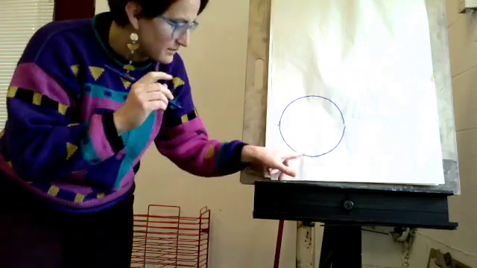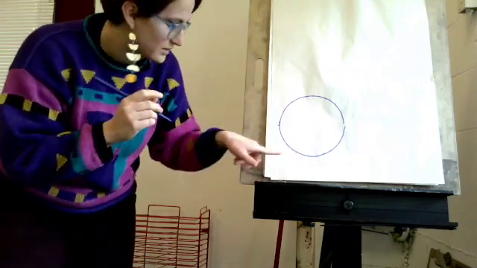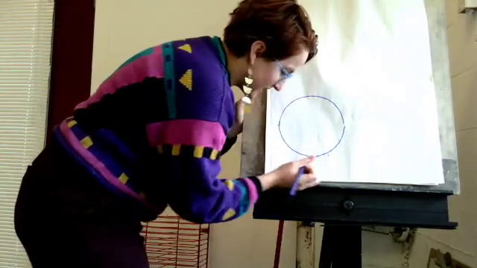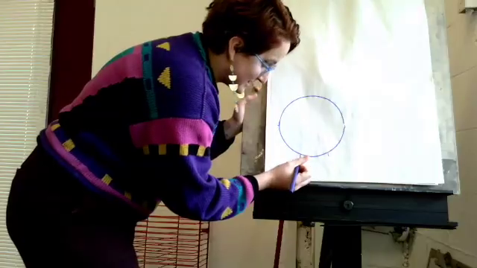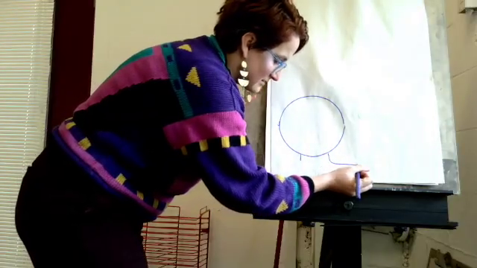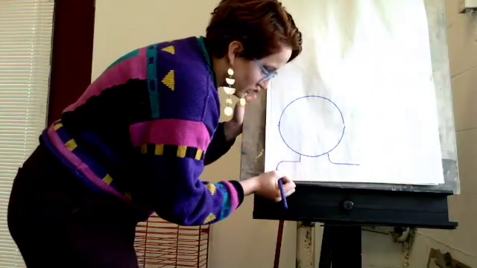Next, we're going to make it into something with some shoulders. And you don't have to use a circle. Some people's faces are more circular. Some people have more oval faces. So we're going to do some shoulders.